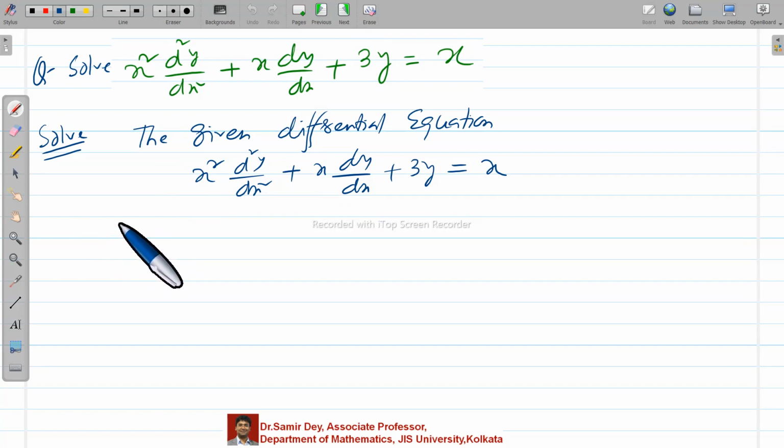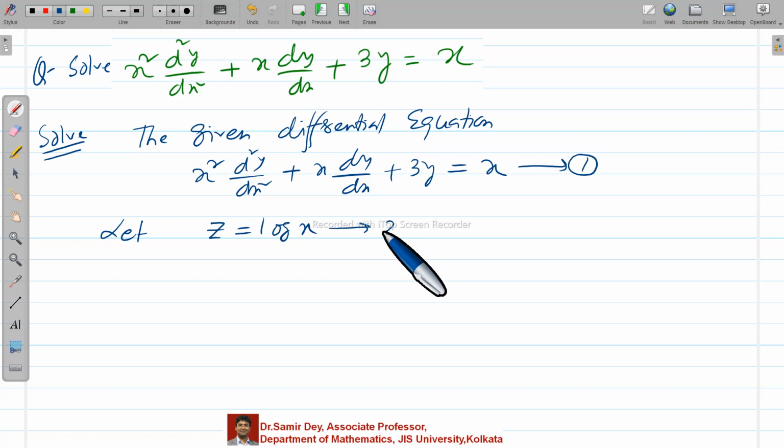Now write down: let z is equal to log x. So this is number 1, this is number 2. Now from here you may write what is x. Anyone please write in the chat box what is x. So it will be very good. So it will be e to the power z. Clear?